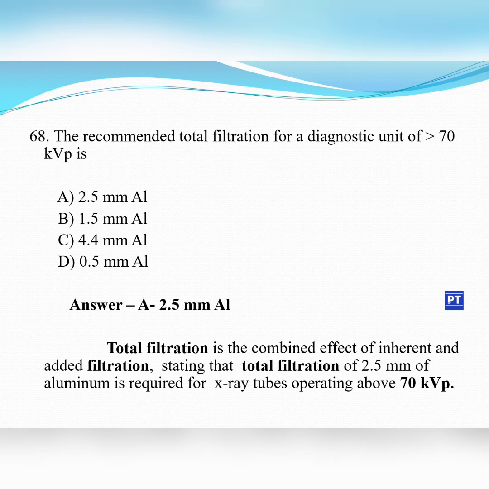Total filtration is a combined effect of inherent and added filtration, stating that total filtration of 2.5 mm of aluminium is required for X-ray tubes operating above 70 kVp, kilovolt peak. The role of filters is to shape the X-ray beam and to absorb the low energy photons in order to reduce the skin dose. It is the role of filters in radiology.